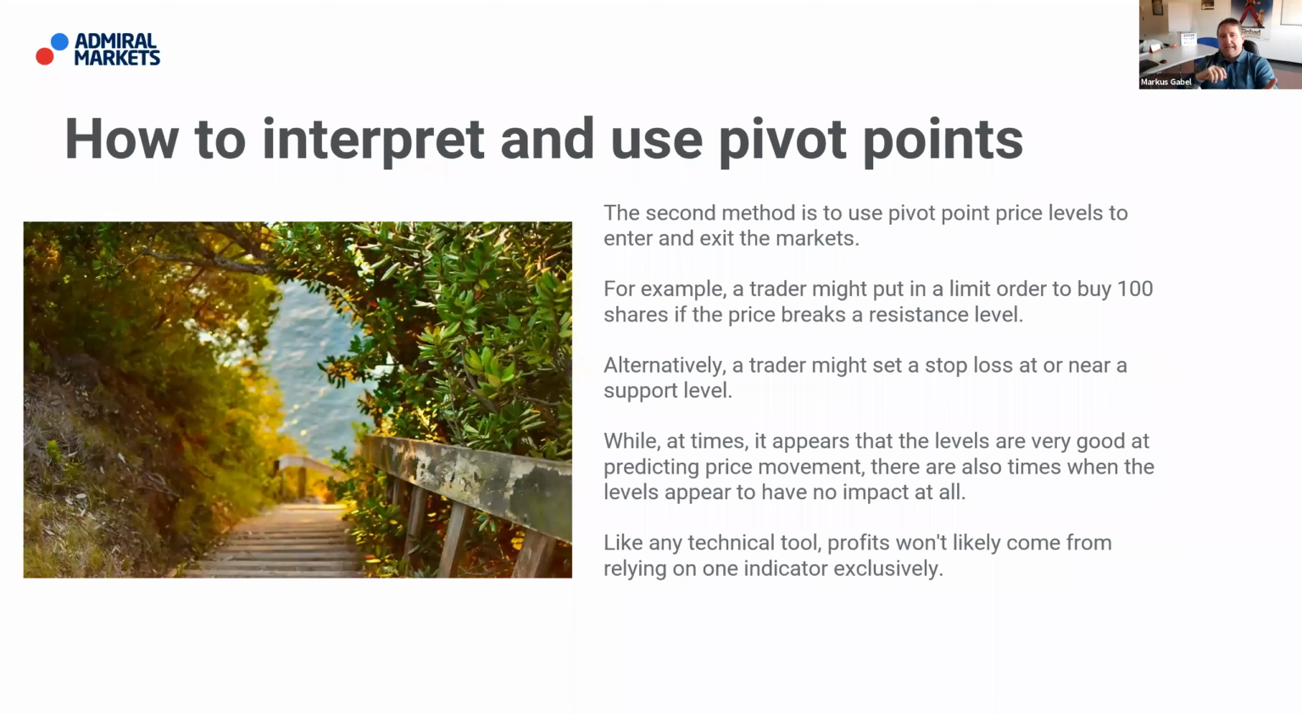So for example, a trader might put a limit order to buy 100 shares if the price breaks a resistance level. Or alternatively, a trader might set a stop loss at or near a support level. This could be a really interesting idea. While at times it appears that the levels are very good at predicting price movement, there are also times when the level appears to have absolutely no impact at all.